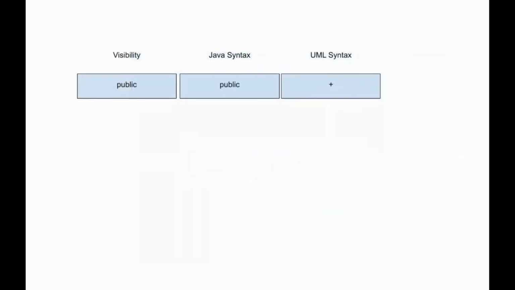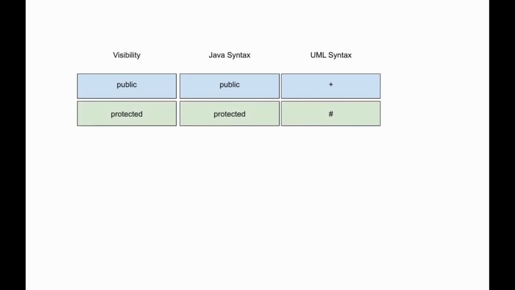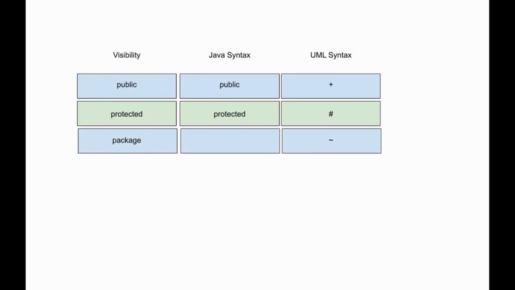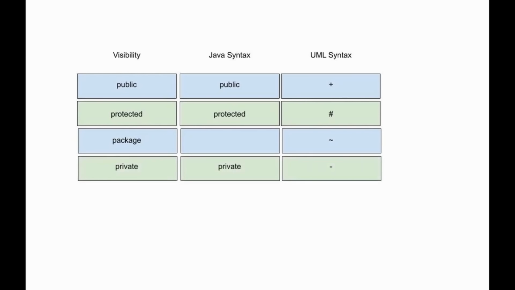A public element is visible to all elements that can access the content of the namespace to which it belongs. Public visibility is represented by the plus sign. A protected element is visible to elements related by a generalization relationship to the namespace that owns it. Protected visibility is represented by the hash sign. A package element is owned by a namespace that is not a package and is visible to all elements that are in the same package. Package visibility is marked by a tilde. A private element is visible only inside the namespace that owns it. Private visibility is represented by the minus sign.